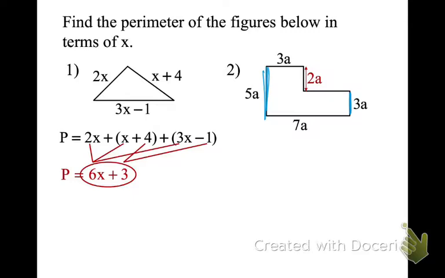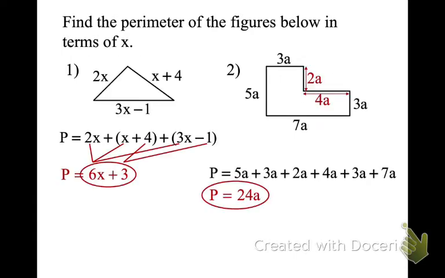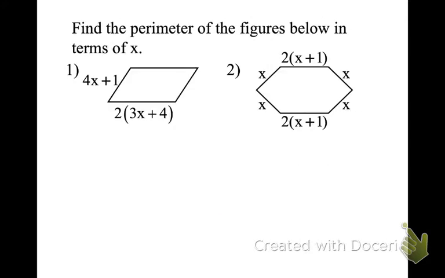So, and we don't know this measurement, but we know the whole is 7 and the small part up top is 3, so that has to be 4a. Okay, so now we can add up our perimeter. Oops. Sorry. There we go. They're all a terms, so 5 plus 3 plus 2 plus 4 plus 3 plus 7 equals 24. They all go in the same pile, like the same x pile. Try the next two on your own.